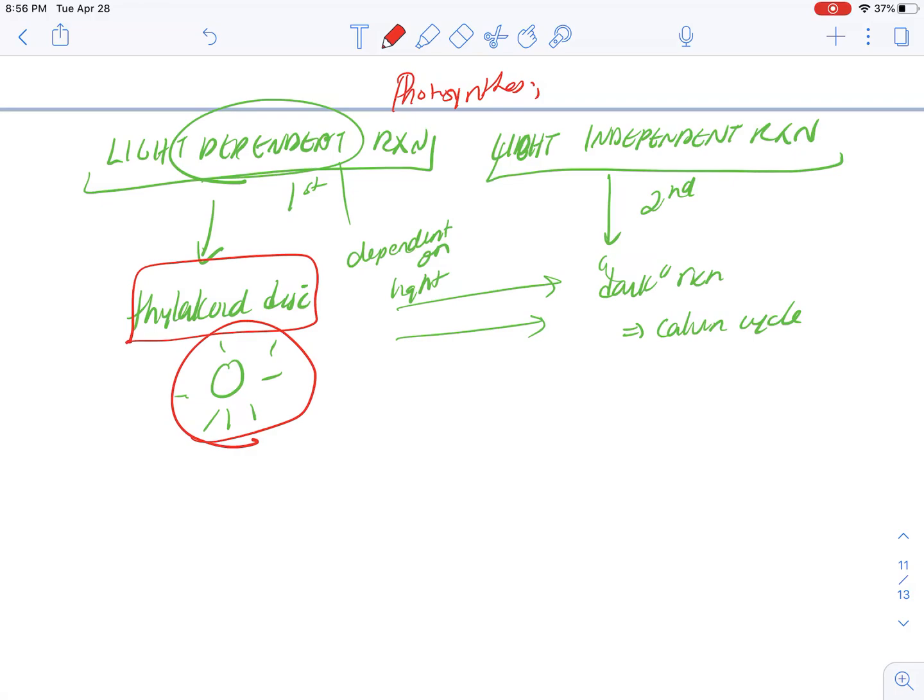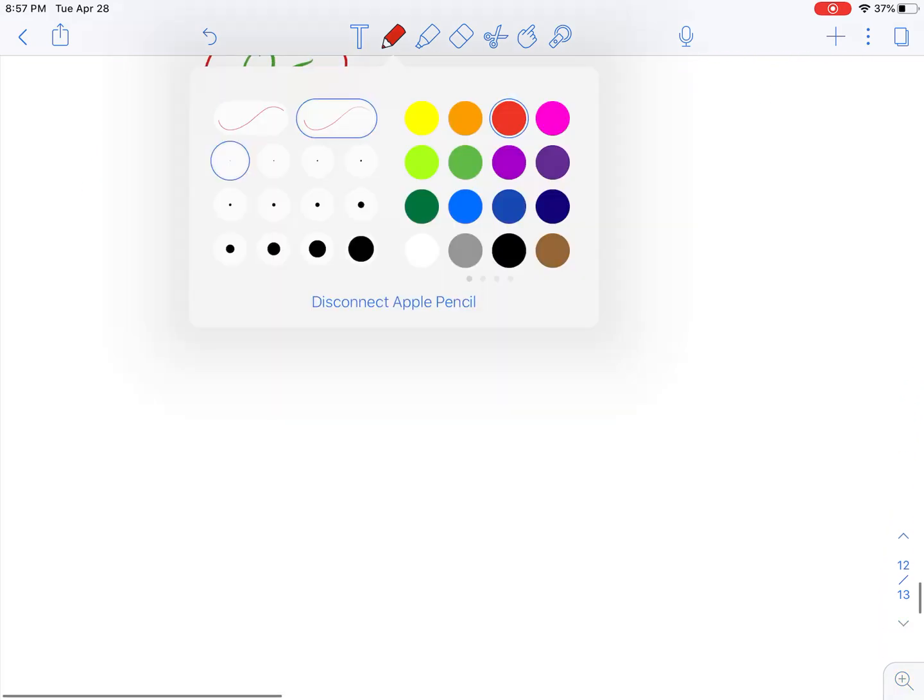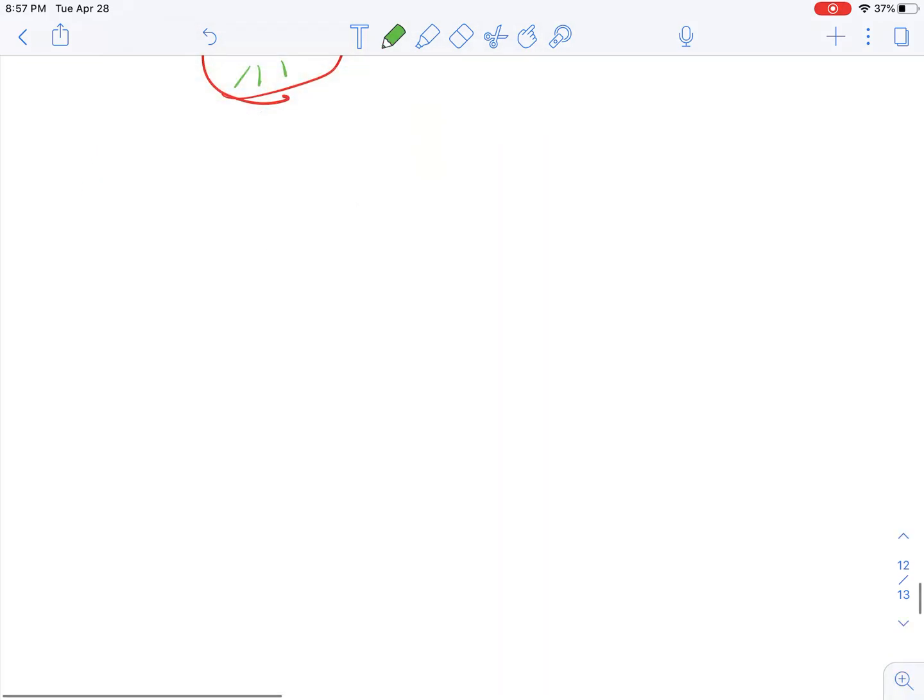These occur in the thylakoid, okay? And then there's a light-independent reaction, sometimes called the dark reaction, because this part of photosynthesis can occur without light. And we're going to go into those right now, okay? I'm going to show you the light-dependent reaction first.